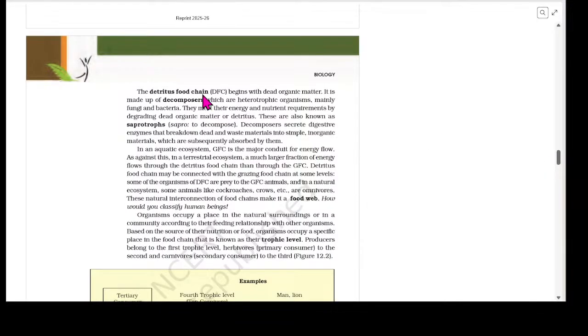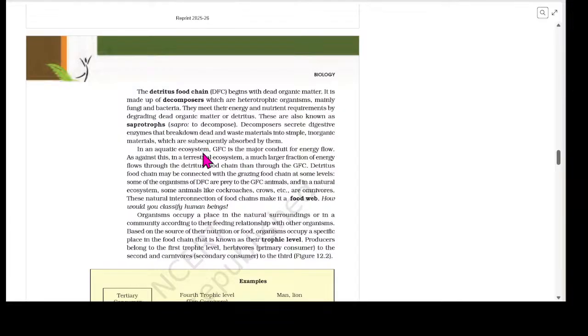The detritus food chain or DFC begins with the dead organic matter. It is made up of decomposers, which are heterotrophic organisms, mainly fungi and bacteria. They meet their energy and nutrient requirements by degrading dead organic matter or detritus. These are also known as saprotrophs. Sapro means to decompose. Decomposers secrete digestive enzymes that break down dead and waste materials into simple inorganic materials which are subsequently absorbed by them.